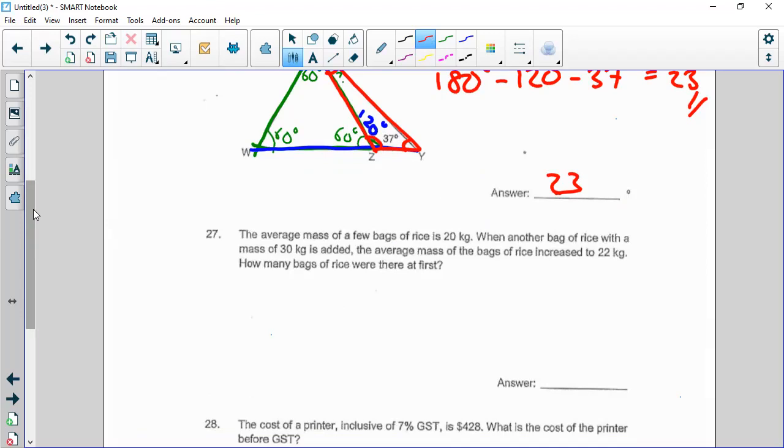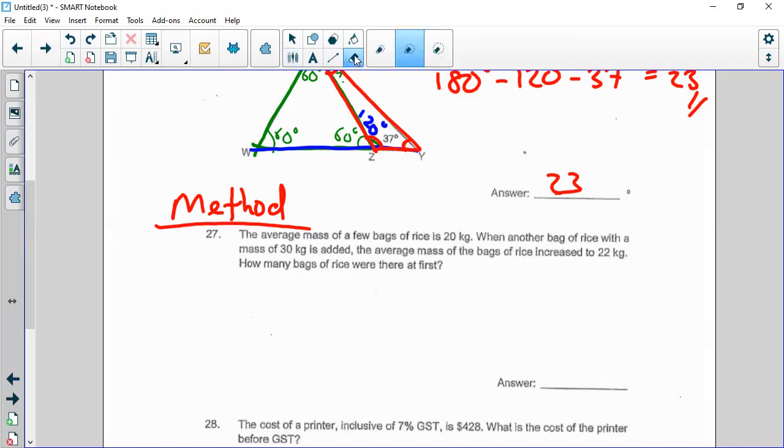Okay, the average mass, this one, there's a big method here, all right? And what is the method? Average model. Some of you can't do this question, right? But I have gone through this problem already. I've even shown you the model. What model is that? The model is the average model, because this is an average problem. So the average mass of a few bags, do we know how many bags? We don't know. And the average mass of a few bags is 20 kilograms.